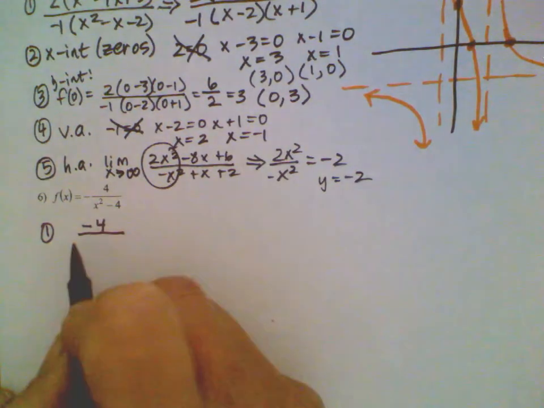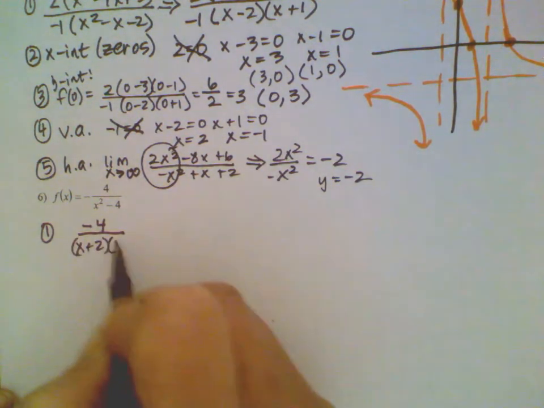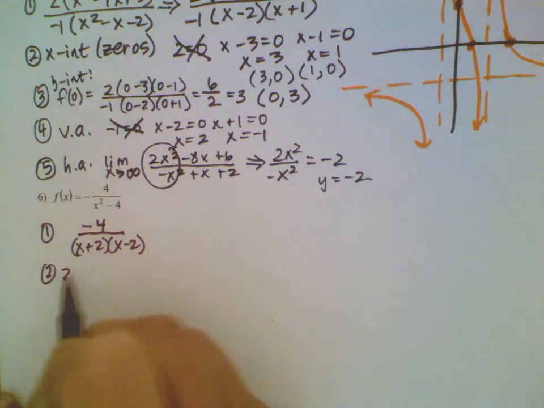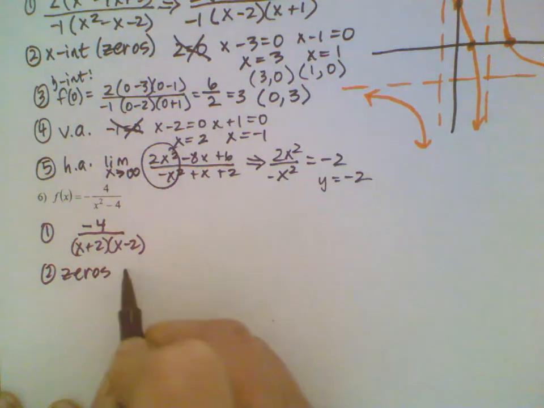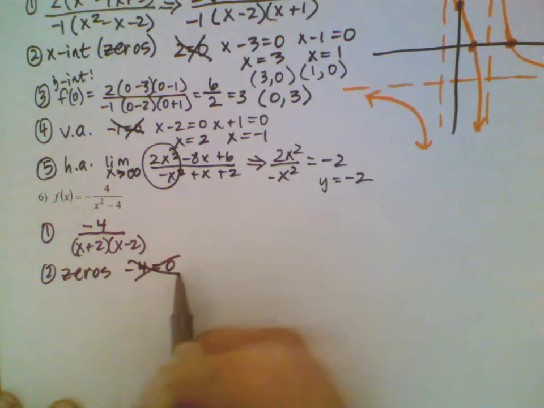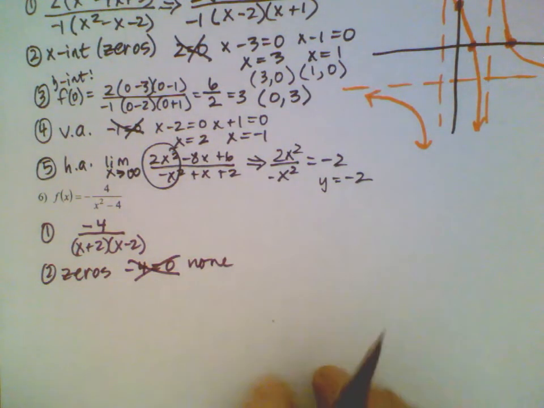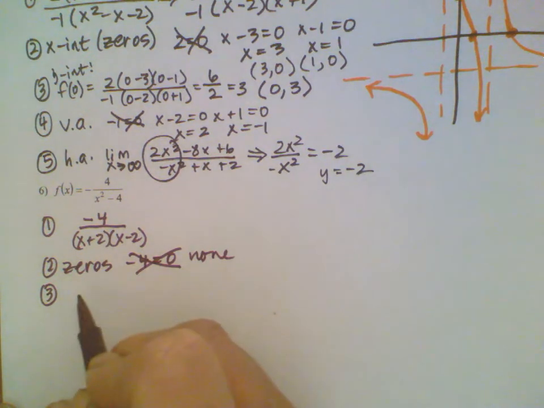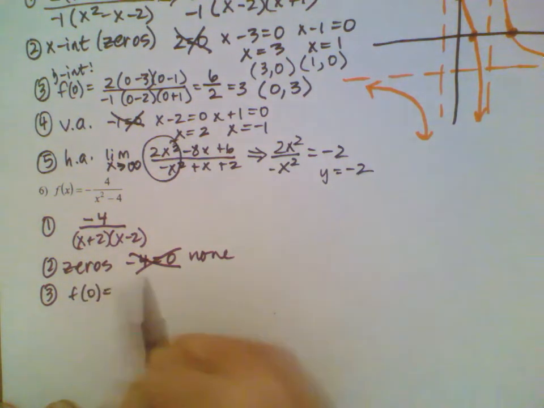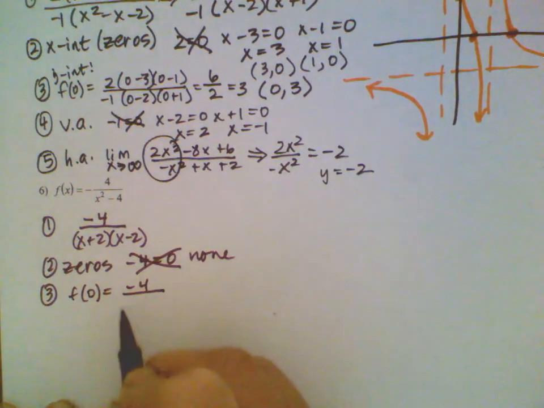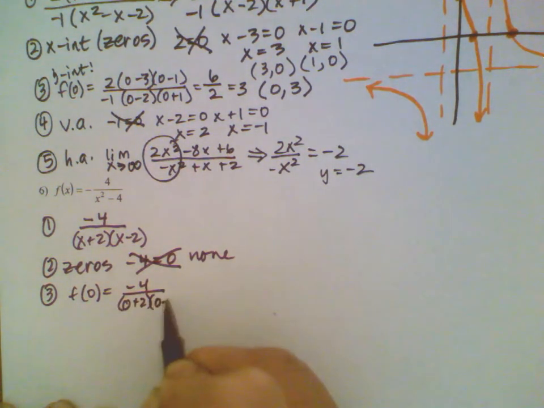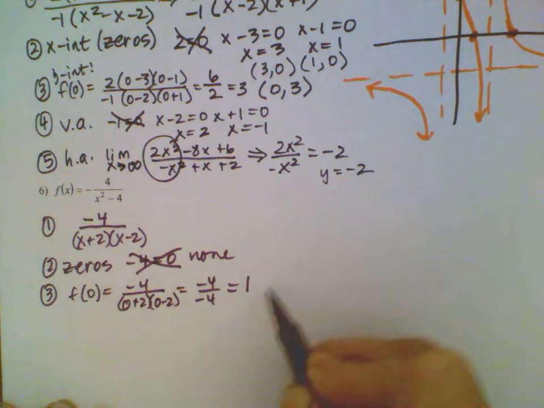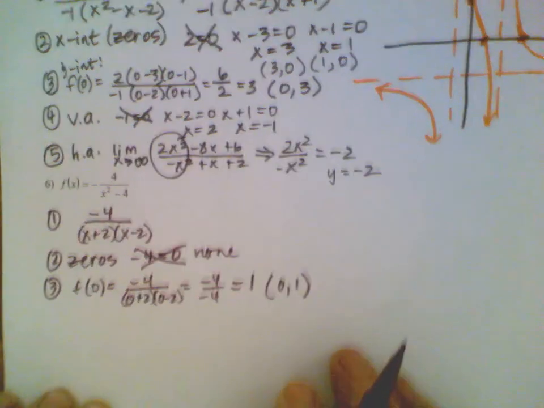The bottom, I have a difference of squares, so that's x plus 2, x minus 2, and there's my factored form. For number 2, when I find my zeros or my x-intercepts, I set the numerator equal to 0. That's never going to happen, so there are none. That means it's never going to cross the x-axis. For number 3, I replace x with 0, so I get negative 4 over 0 plus 2 times 0 minus 2. That leaves me with negative 4 over negative 4, or positive 1. So that is 0, 1 for my y-intercept.